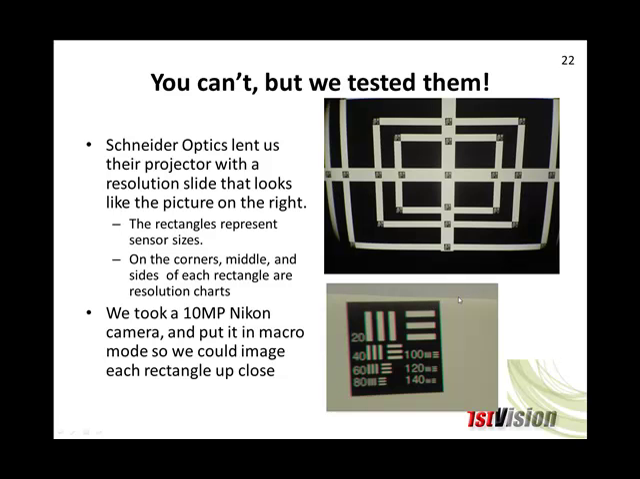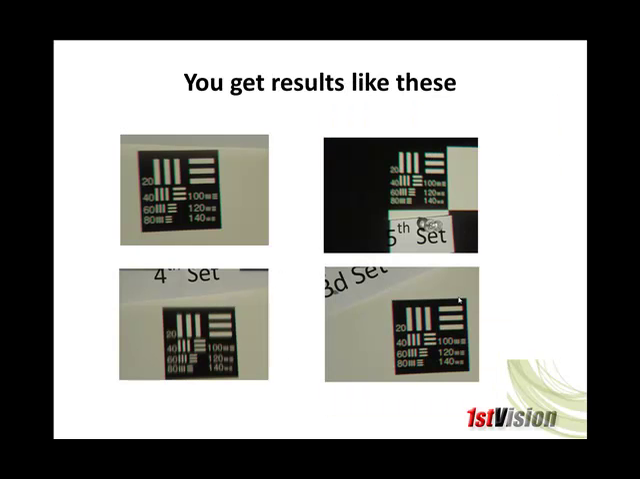So what we did is we took various lenses from the manufacturers, put it on the projector, then took a 10 megapixel Nikon camera, put it in macro mode so we can get real close and got an image of each lens at various points on the rectangle. And what you do is you get a set of test results that look like this. And you could see, for instance, that set 4 does not look as good as this set down here.